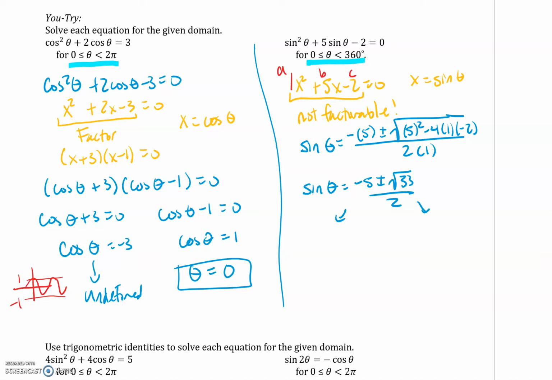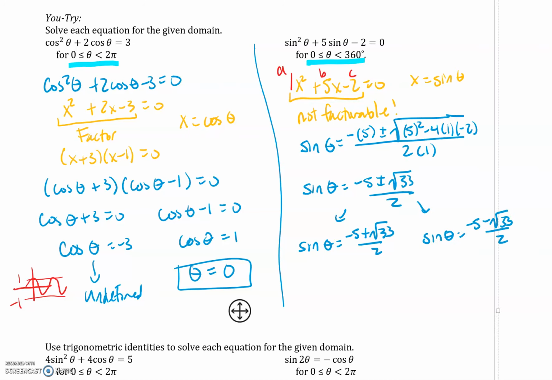So that means sine theta is equal to (-5 + √33)/2, or sine theta equals (-5 - √33)/2. And that's clearly not on our unit circle because we're like, wait, what's this square root 33 business? And that's okay. So let's go into the calculator.